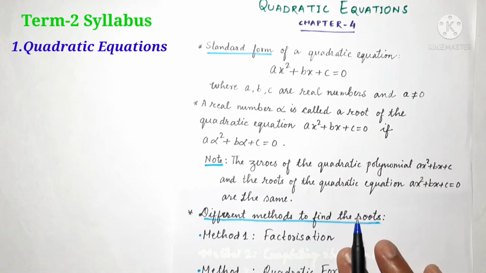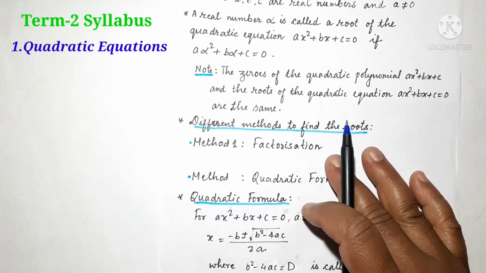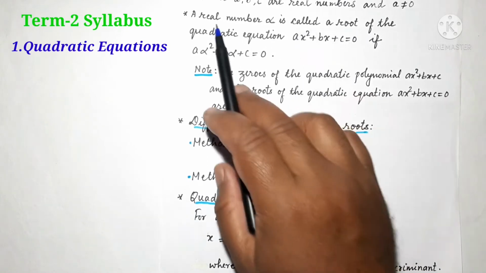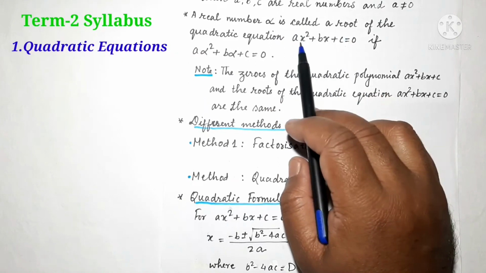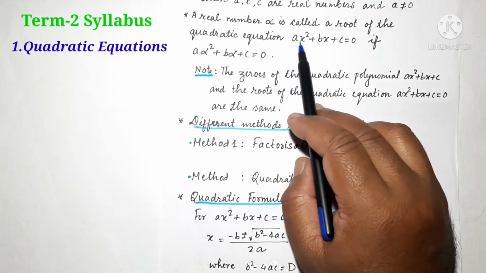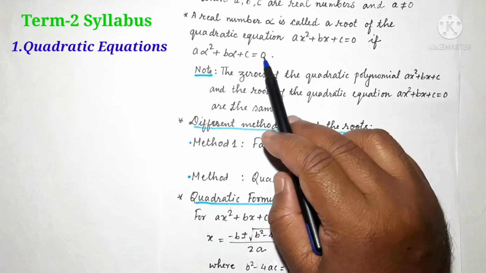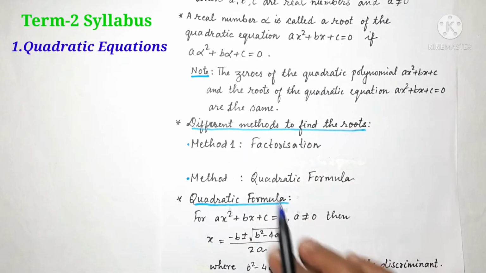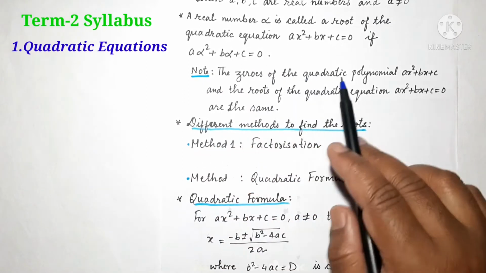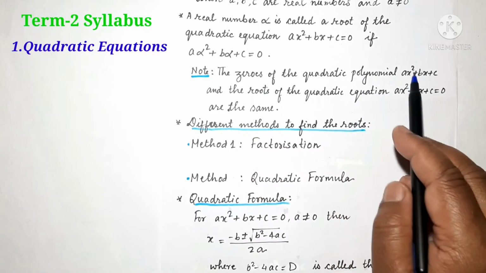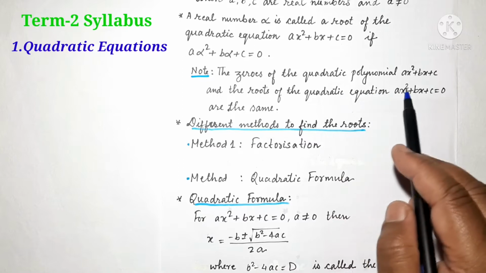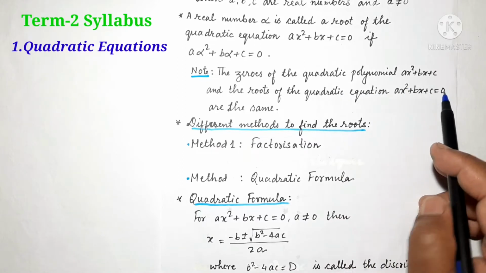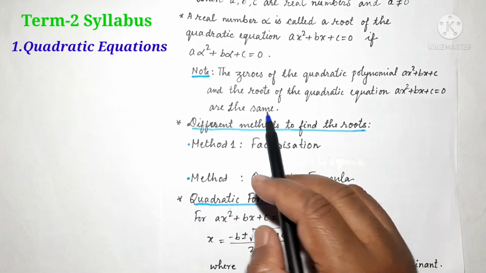Now next you have to know about roots. A real number alpha is called a root when you put the value of alpha in this quadratic equation, it gives you 0. Please note the zero of a quadratic polynomial ax square plus bx plus c and roots of a quadratic equation ax square plus bx plus c equals 0 are the same.